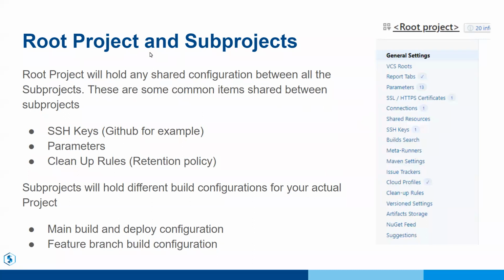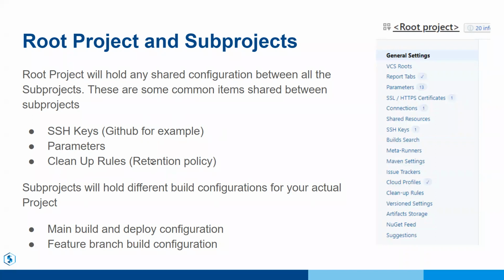So, setting up your root project and subprojects. Initially, when you install TeamCity, there's a root project created by default. And the root project holds any shared configuration between all the subprojects. So it's like the parent project, right? These are some of the common items that are reused in the subprojects: your SSH keys for GitHub, for example, different environment variables, parameters that are used, and your retention policy cleanup rules.